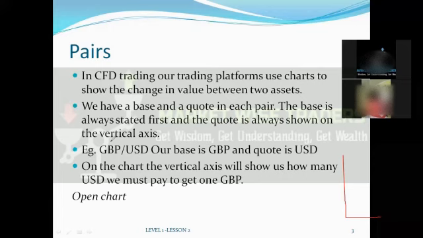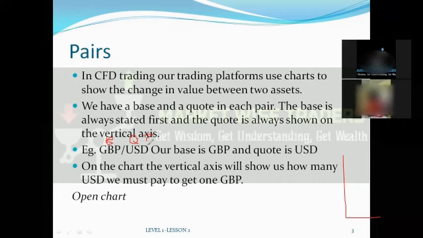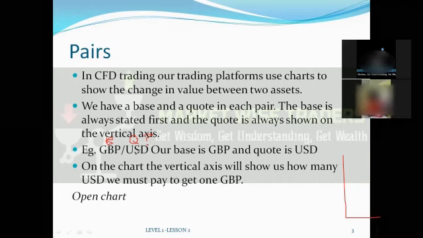So if it's GBP, this is the base, that's the base currency. This is the quote, okay? GBP USD. So what we're saying is, how much of this, how much USD must we give in order to get this? You understand?